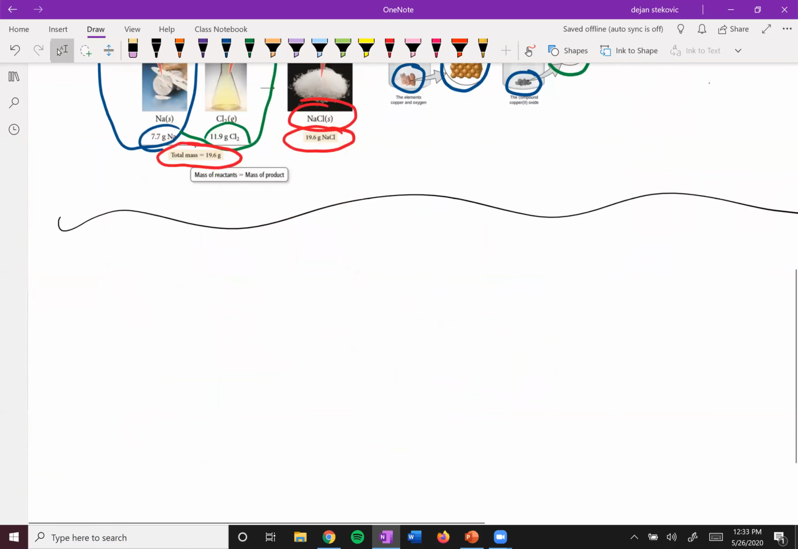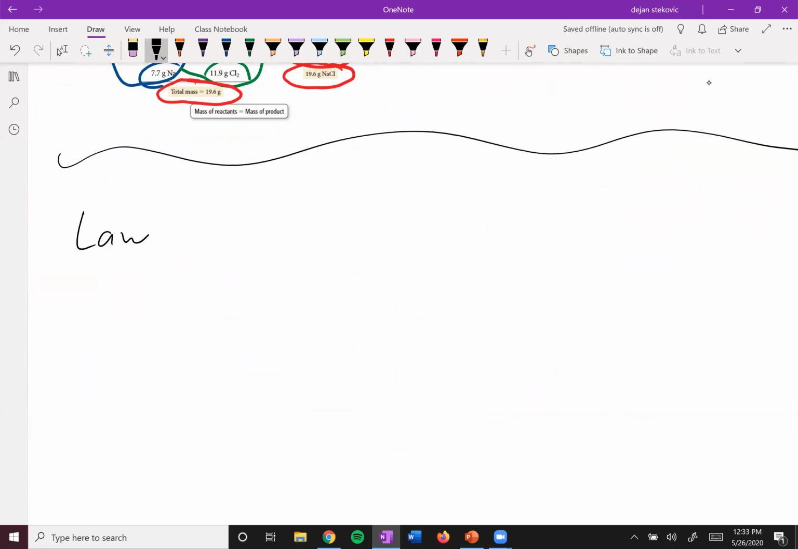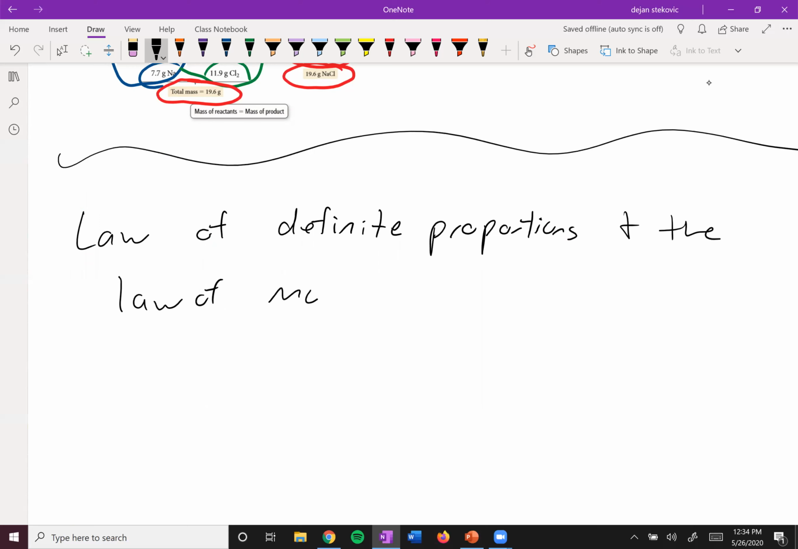So there are some more laws that you should know about. There's the law of definite proportions and the law of multiple proportions. Basically, what these two laws state is that since atoms exist as wholes, the ratios in reactions must come out to whole numbers.